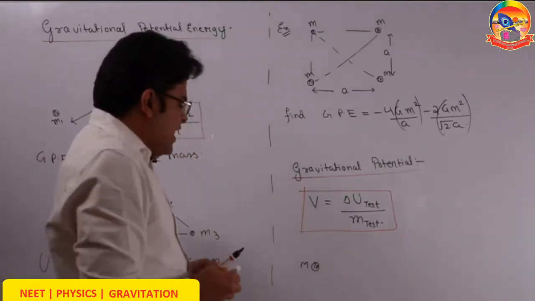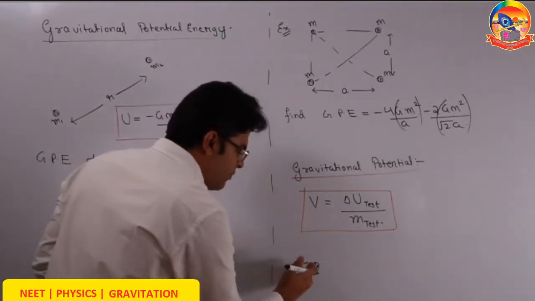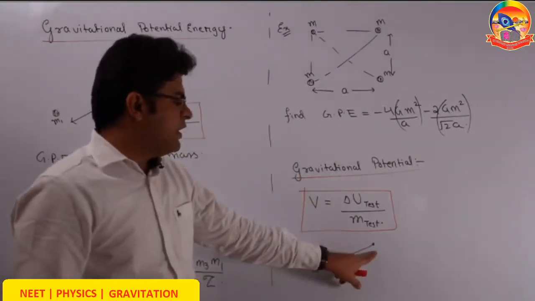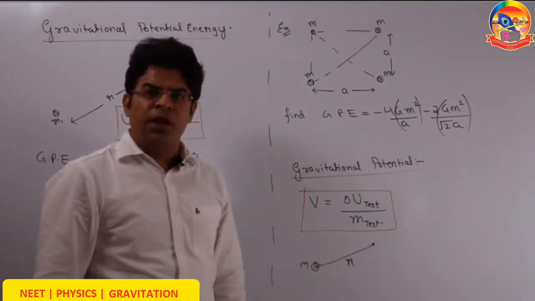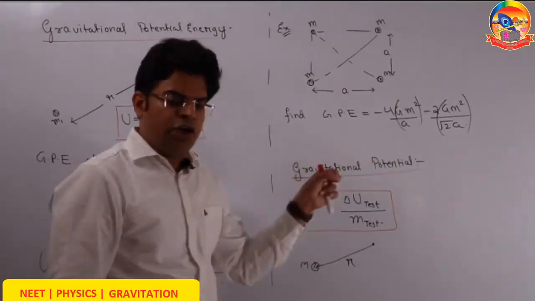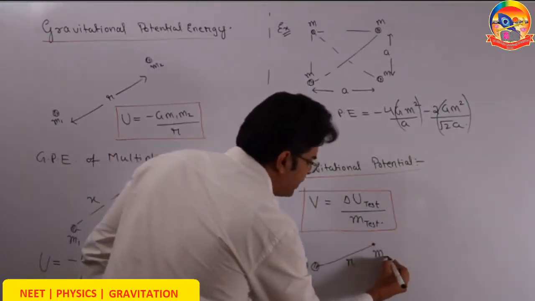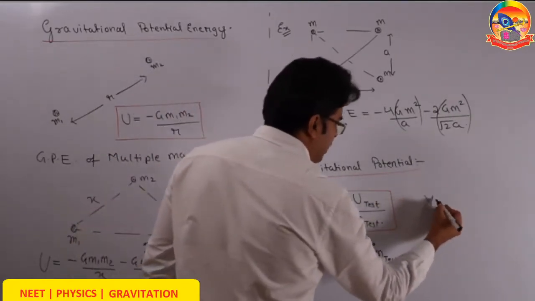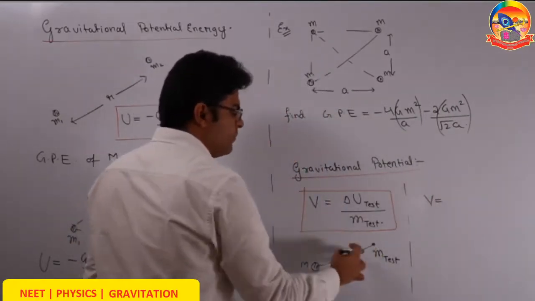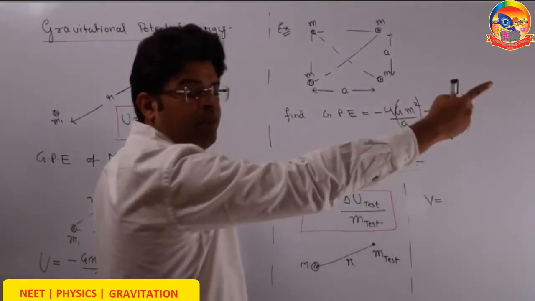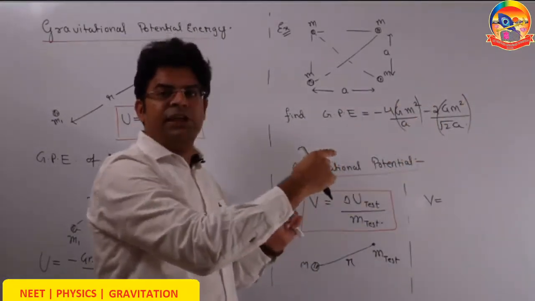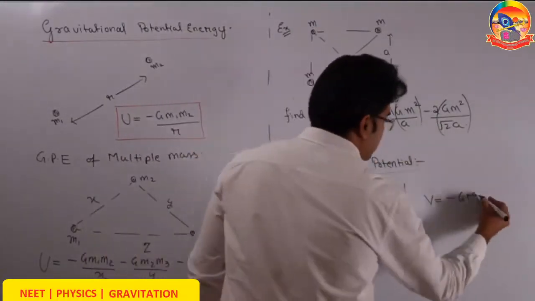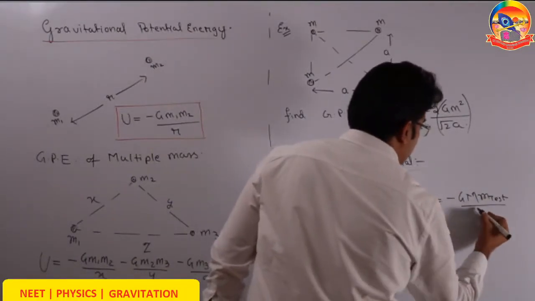Let's say somebody asks me, what is the gravitational potential because of a mass m at distance r from it? If we wish to find it, bring a test mass from infinity to this point. We define the potential of this point as the change in potential energy. Initially, when the separation is infinity, potential energy is 0. Finally, when the separation is r, potential energy is minus G times this mass times the test mass upon r.